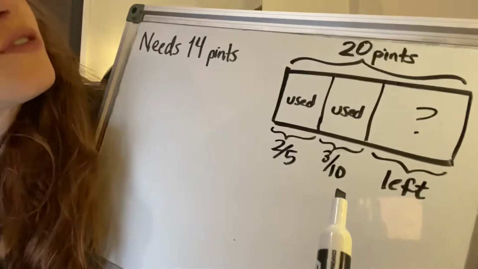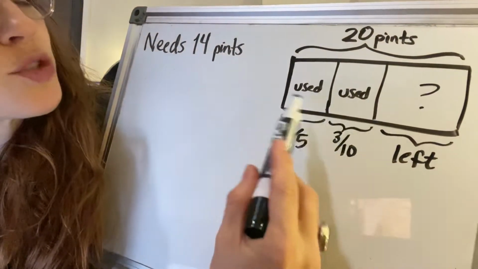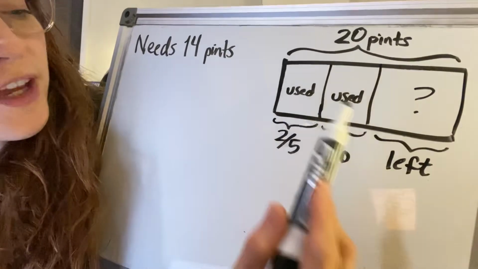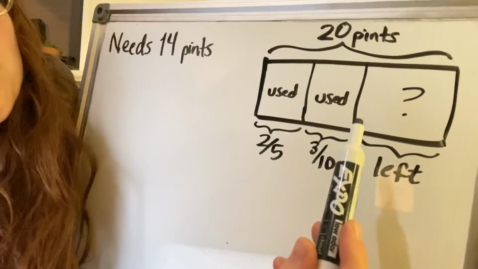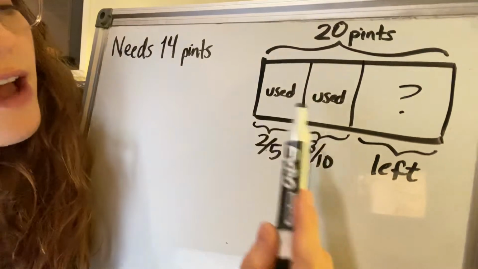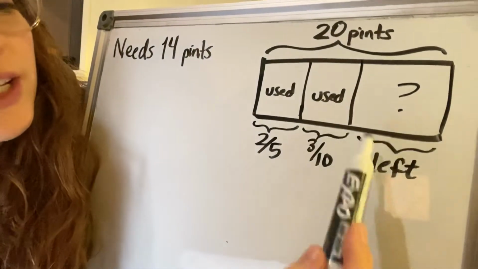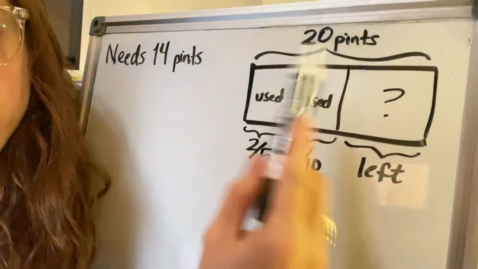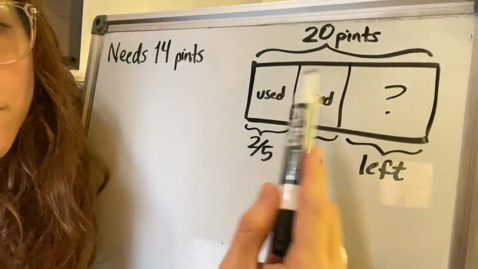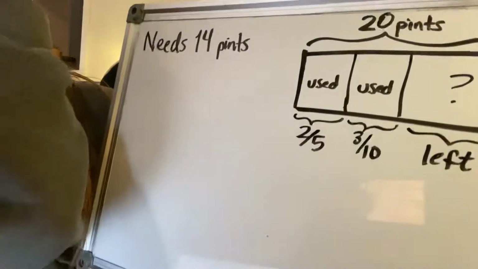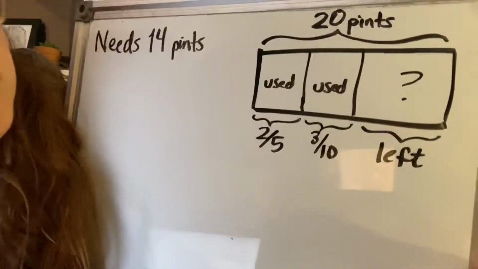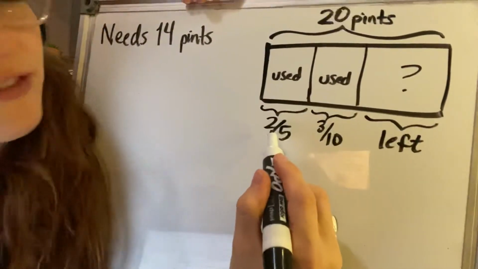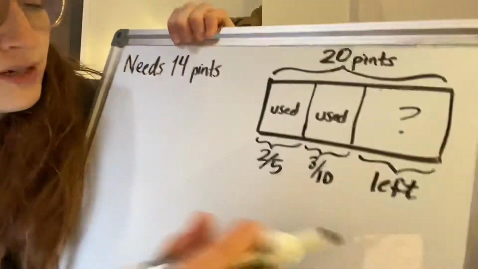Okay, so we can figure out how much was used. In order to figure out how much is left, this is the information we have, and this is the information we need. We also have the entire whole. We know this information. It is 20. Okay? So let's calculate. Let's use the math that we know using fractions and multiplication.